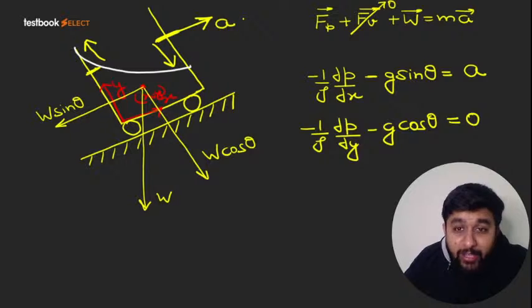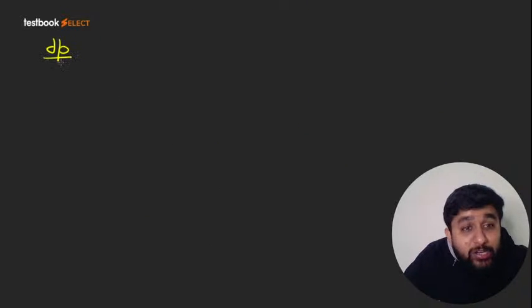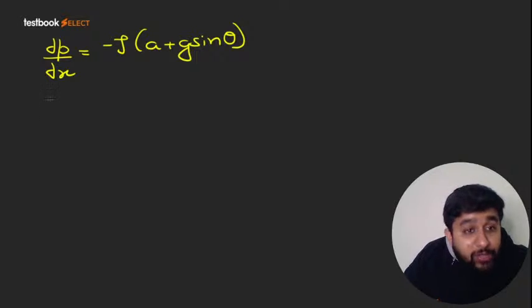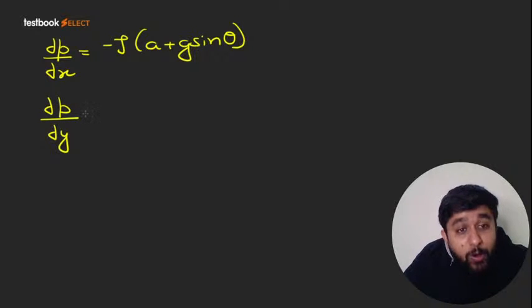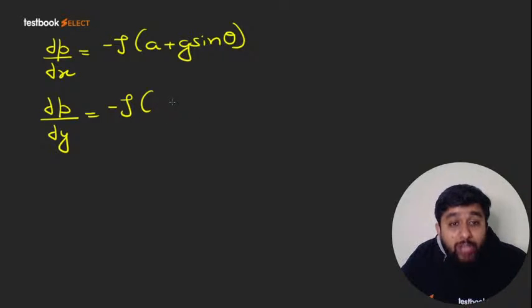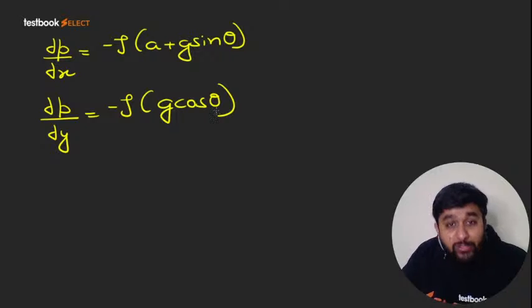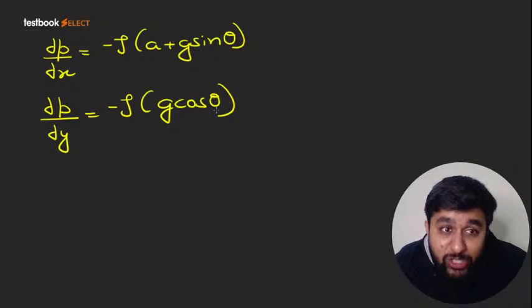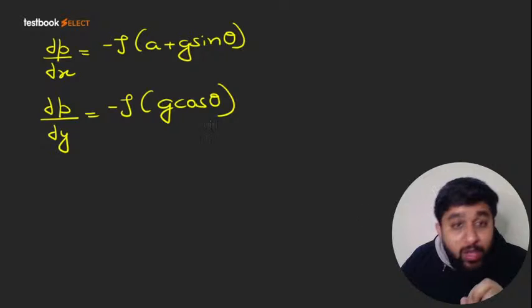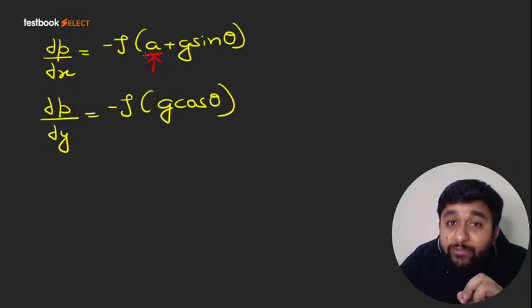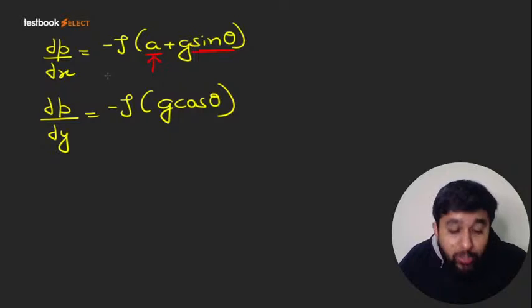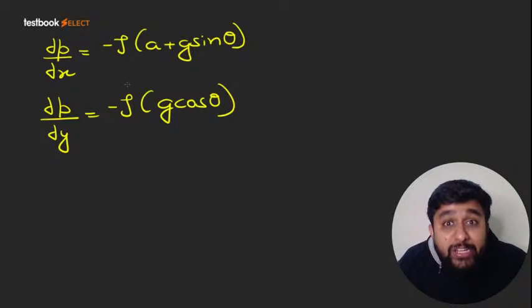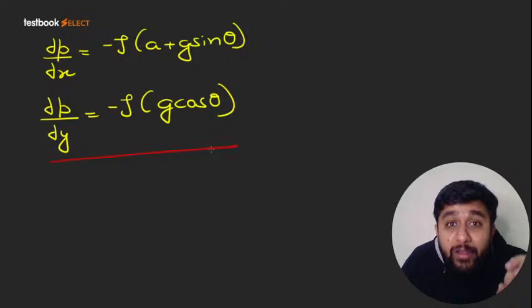So what will you say? I think you will say del P by del X is equal to minus rho times (a plus g sin theta). And del P by del Y will be equal to minus rho times (0 plus g cos theta). So minus rho g cos theta. So this is the variation of pressure along the x direction, and the variation of pressure along the y direction. Obviously for a constant acceleration, this term will be a constant, this term will be a constant. So del P by del X is a constant. So pressure is a linear function of x. Similarly, pressure is a linear function of y.